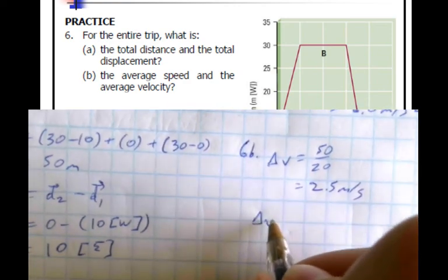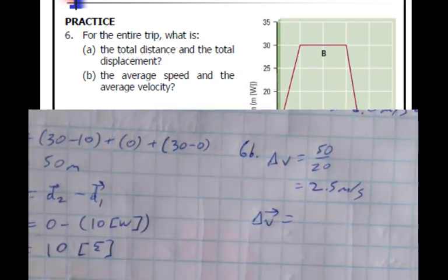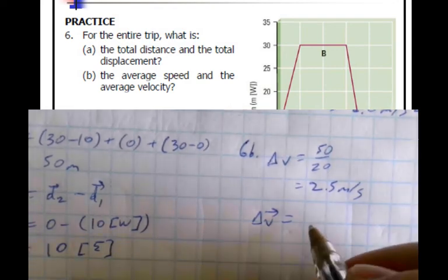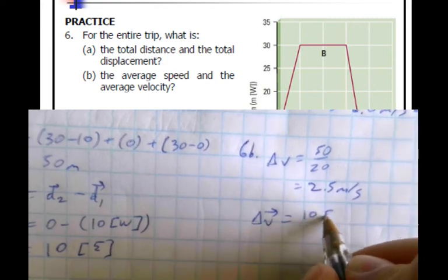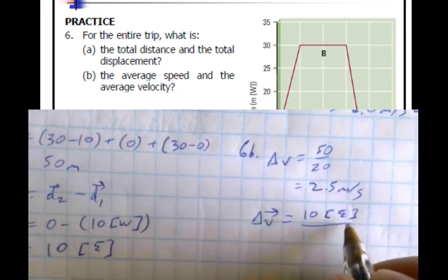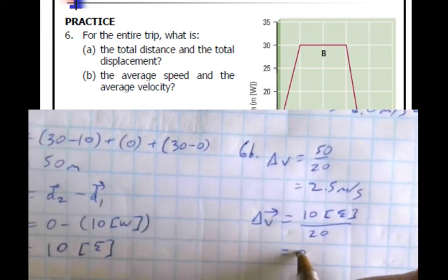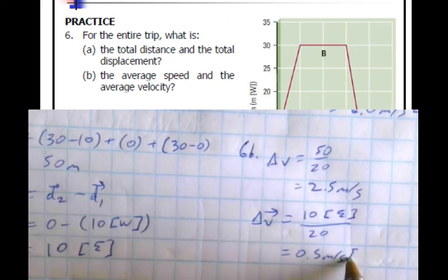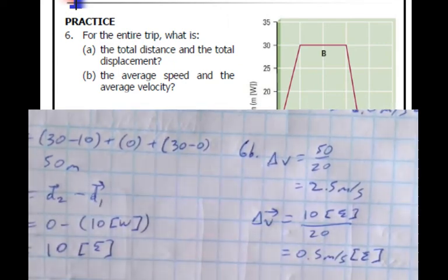And my average velocity, is this showing up on camera? Yep. My average velocity is 10 east divided by 20, which works out to 0.5 meters per second east.